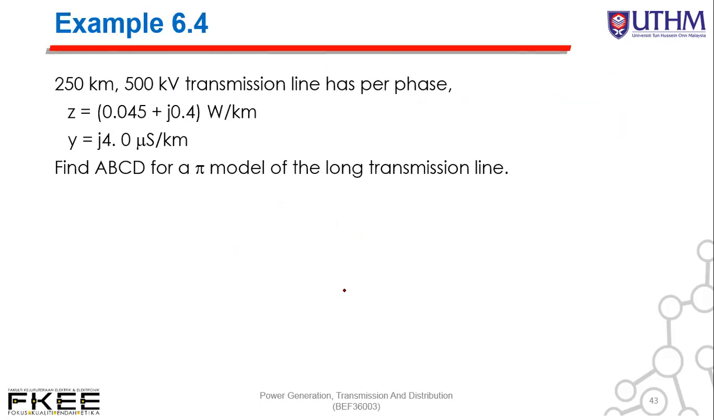Now let's look at example 6.4. We have a 250 kilometer transmission line, 500 kilowatt, with per phase value of Z equal to 0.0445 plus j0.4 ohm per kilometer, and Y equal to j4.0 microsiemens per kilometer. Find the ABCD parameters, or ABCD constants, for the pi model of the long transmission line.